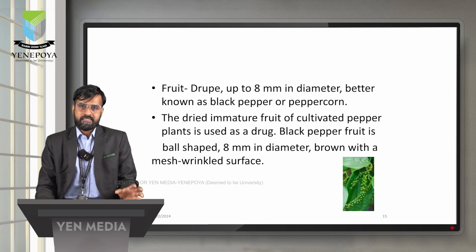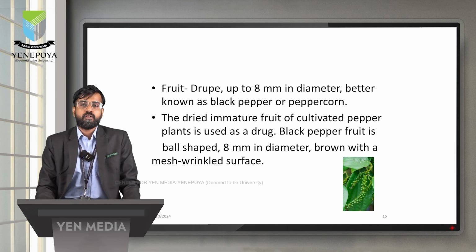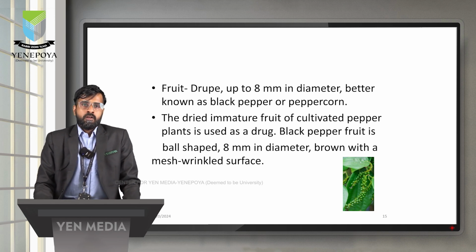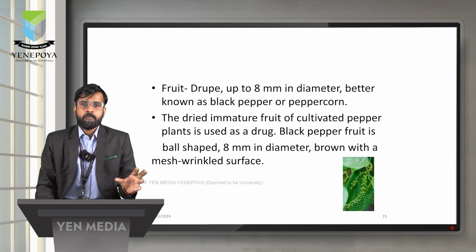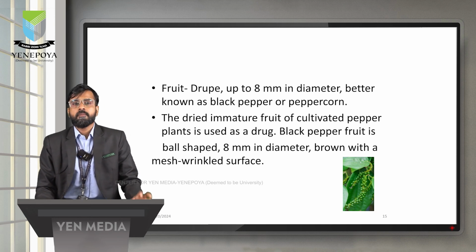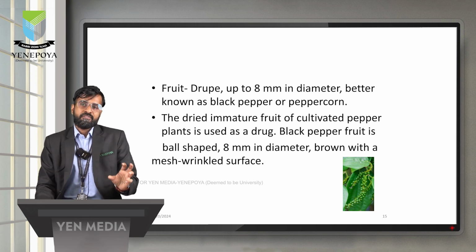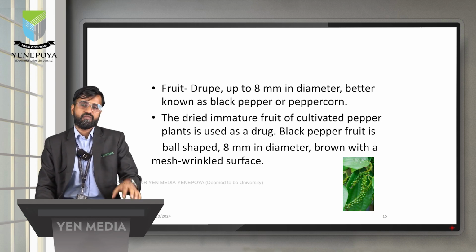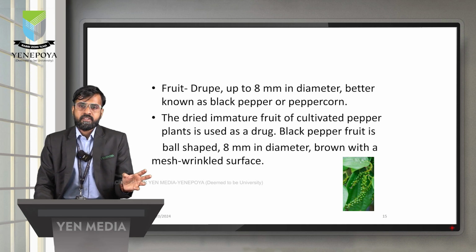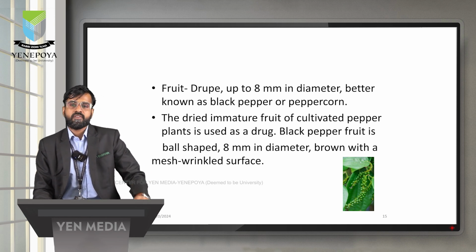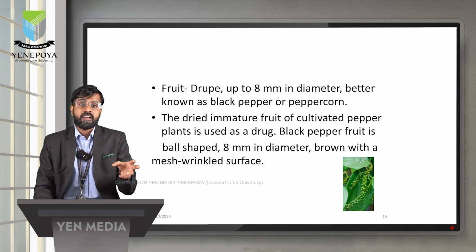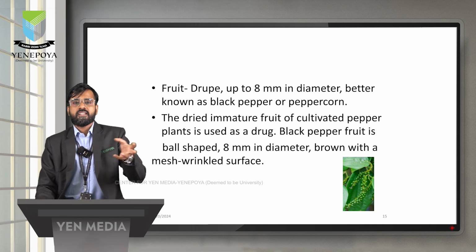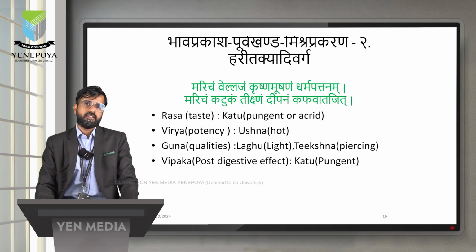Coming to the fruit, again this falls under the drupe type of fruit. The measurement is around 80 mm in diameter. This is about the fruit. The shape of the fruit is ball shaped, and the measurement is again 88 mm in diameter. When it is completely dry, it is blackish, and you can find wrinkles on the surface. Pippali, if completely dried, again has a hard surface. When ripened, it attains a red color. Here also red as well as black. In Pippali also you can find red as well as black.